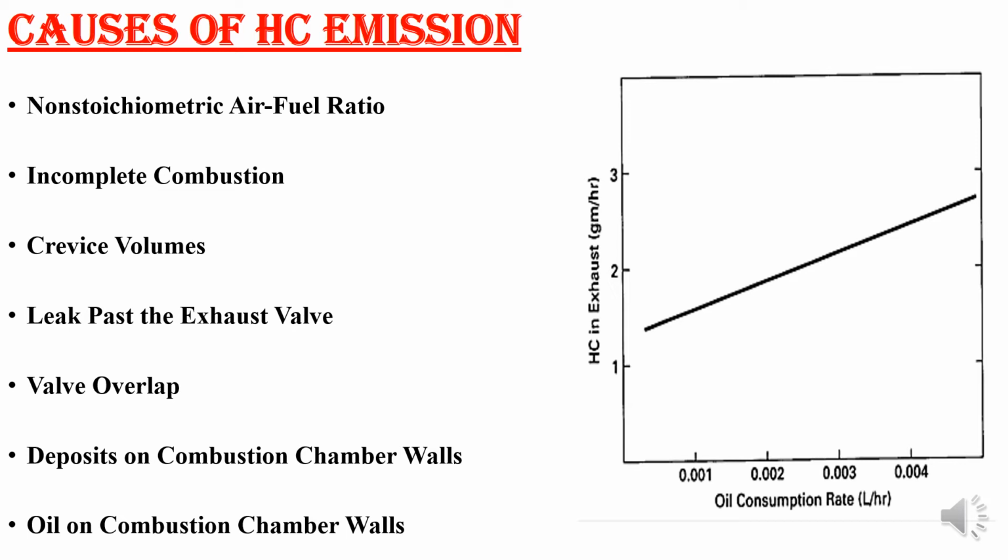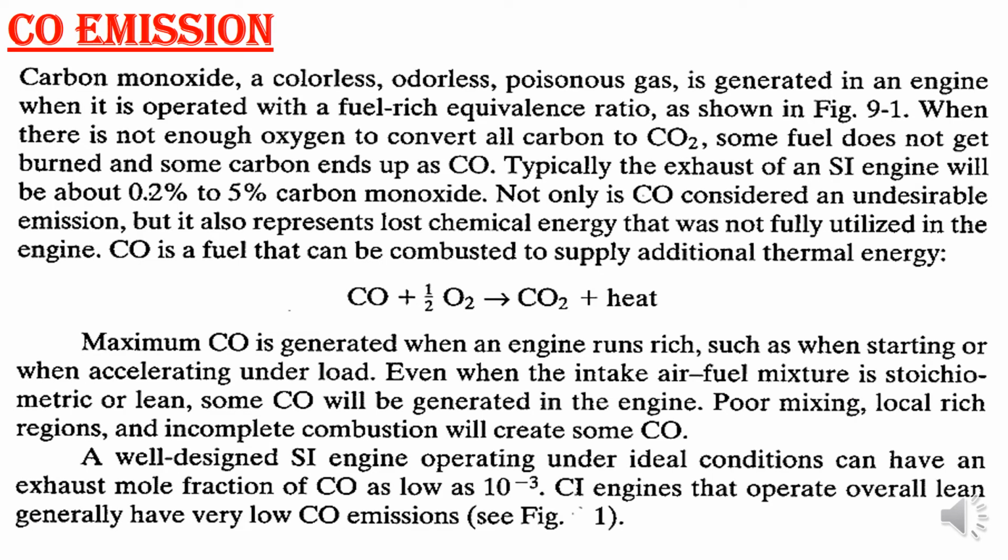Next we will go for carbon monoxide. Carbon monoxide is a colorless, odorless, poisonous gas, which will be generated from the engine whenever a fuel-rich mixture is adopted. It is formed due to incomplete combustion only, because the carbon present in the fuel will react with the oxygen and form CO first. Then that CO will react with oxygen again to form CO2 and heat. So this is how the combustion of the fuel will take place.